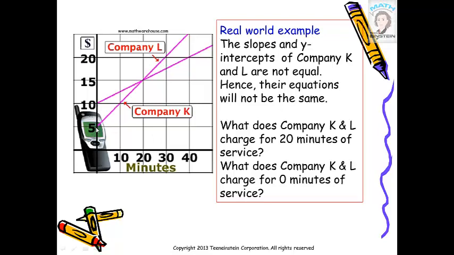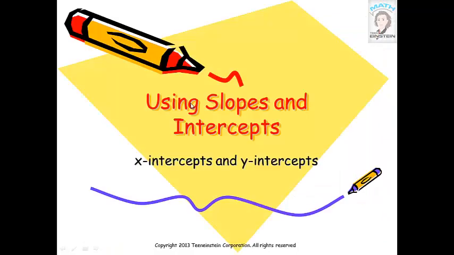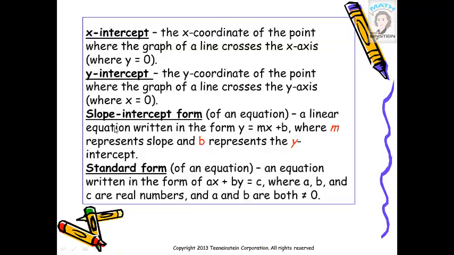Later we will see this more. The y-intercept is 5 for company K and 10 for company L in the straight line graphs. But both companies have the same charge at 20 minutes. Other timings are different, because the gradients, the slopes of both companies, are not the same. One is increasing steeply, the other is just increasing. So we use slopes and y-intercepts.